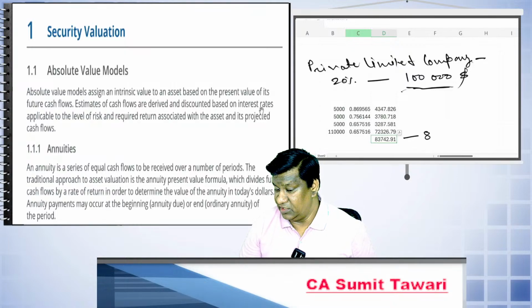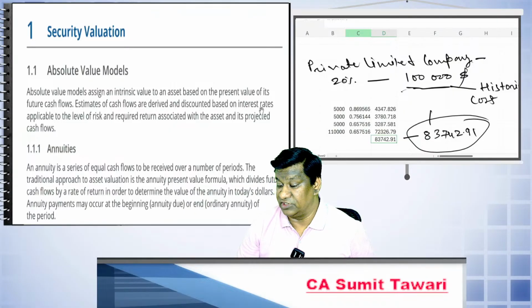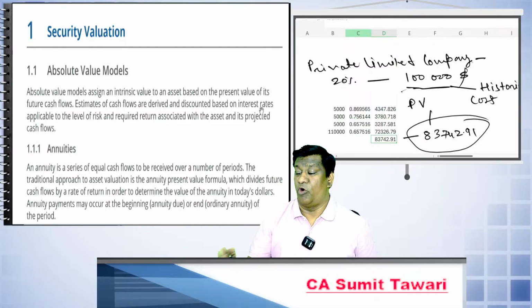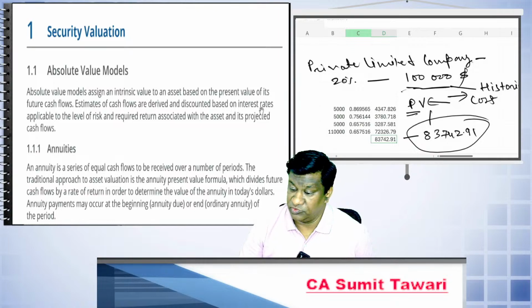So the present value is 83,742.91. Even though the historical cost is $100,000, the present value of this security is 83,742. It is an option whether you disclose in your balance sheet at historical cost or at the fair market value, the present value. This is the way we calculate.